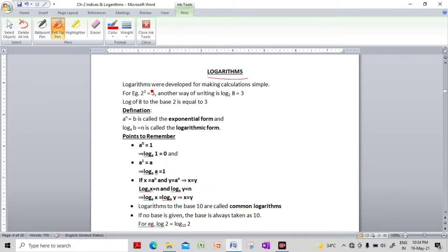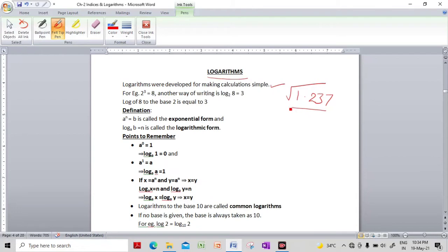Basically, logarithm is used for very lengthy calculations. For example, if I have to calculate the square root of 1237, it is very difficult for us to calculate the square root of this. So to understand many more examples like this, and to solve questions like this, we'll be using the topic logarithms.